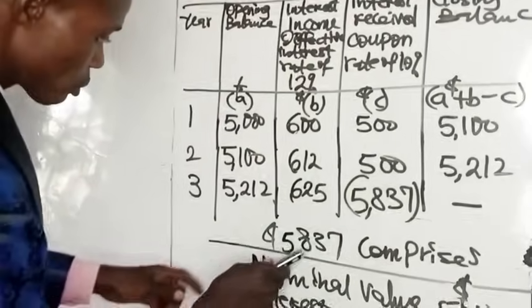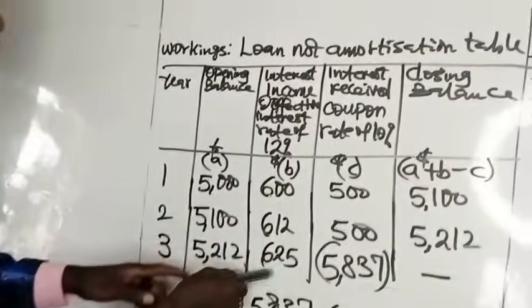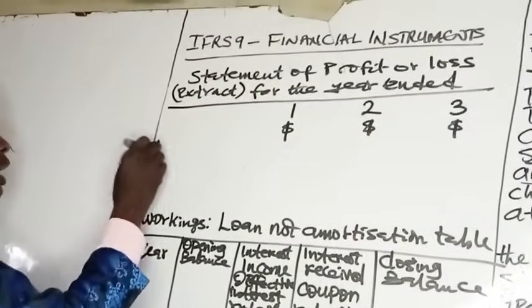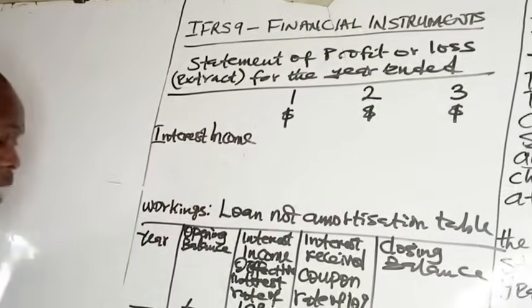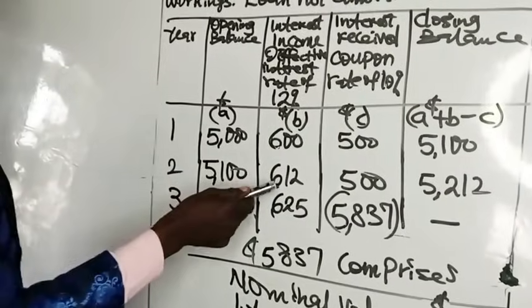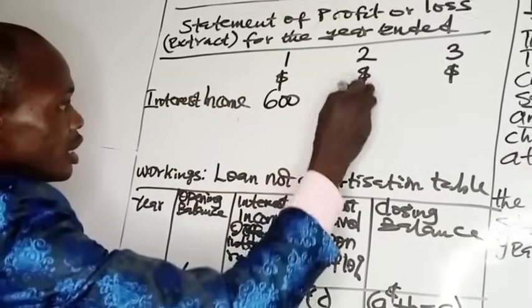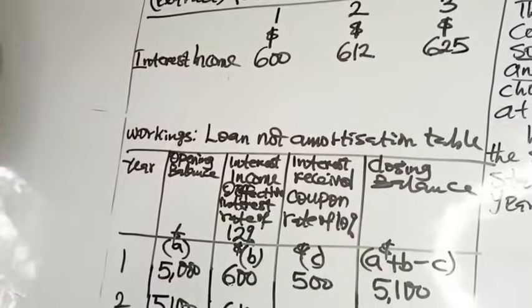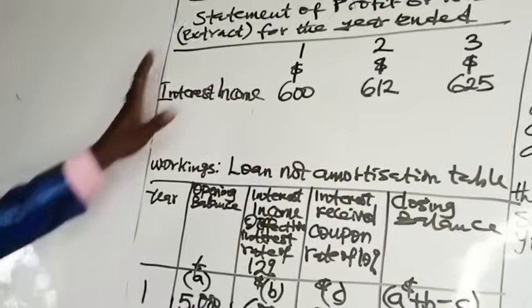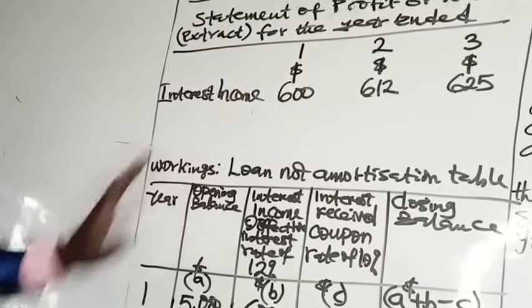Then the question asks what amount will be shown in the statement of profit or loss. So the interest income will be shown in the statement of profit or loss. Interest income: year 1, 600. Year 2, 612. Year 3, 625. That is the statement of profit or loss extract.